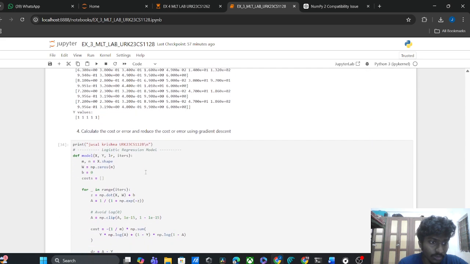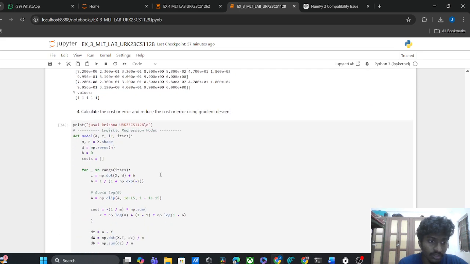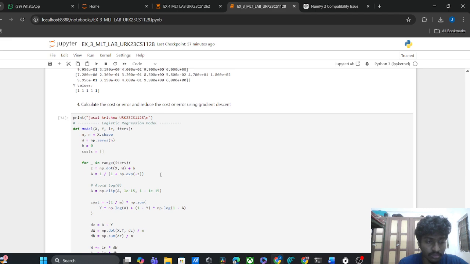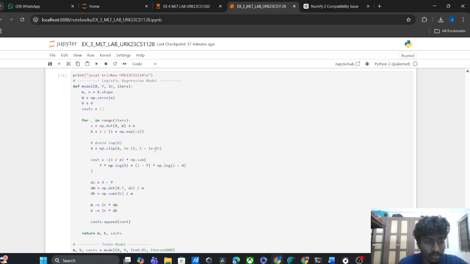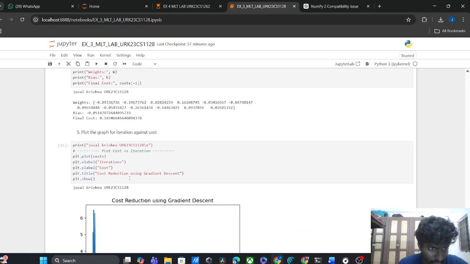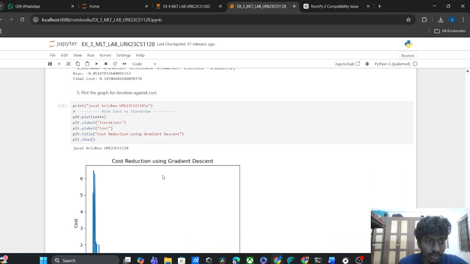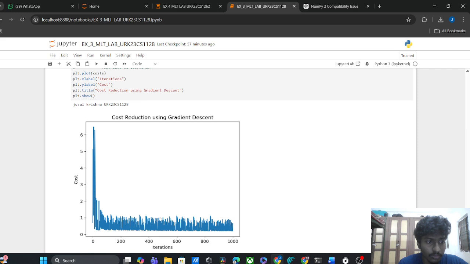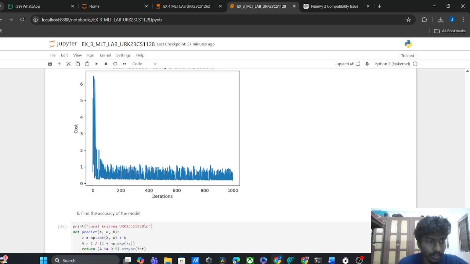Then for the fourth, in logistic regression, we minimize the cost function using gradient descent. Gradient descent repeatedly updates model weights to reduce prediction error. This process continues until the model converges. We plot iterations versus cost. This graph shows how the cost decreases during the training. If it decreases steadily, it means the model is learning properly.